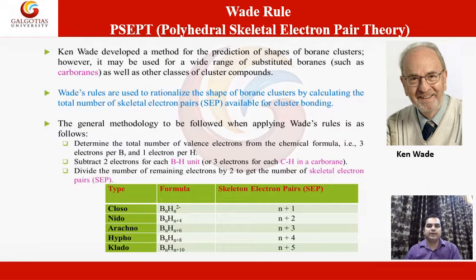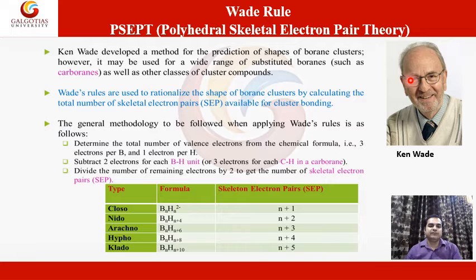Now come to Wade's rules. Sometimes it is also called PSEPT, that is, polyhedral skeleton electron pair theory. In chemistry, polyhedral skeleton electron pair theory is used to count the electron numbers for prediction of shapes of clusters such as boranes and carboranes, etc. And sometimes it is also called Wade's rules or Wade's chemistry.